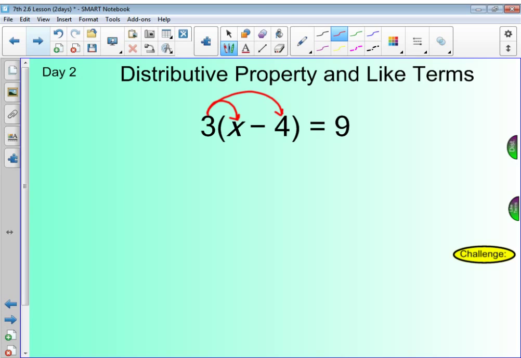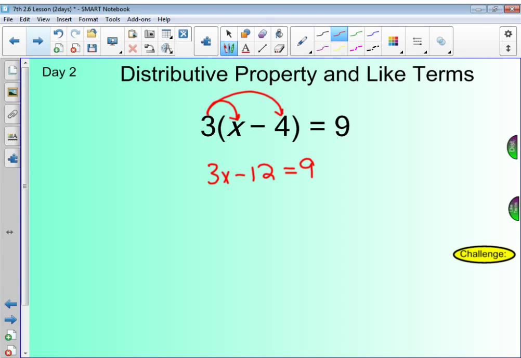So when we rewrite it, we end up with 3 times x is 3x minus 3 times 4 is 12 equals 9. Now that 3 is only distributed to whatever is inside the parentheses because we're taking 3 times the parentheses. Now we'll go ahead and work just like we did in the first part of the lesson by using inverse operations to isolate x.